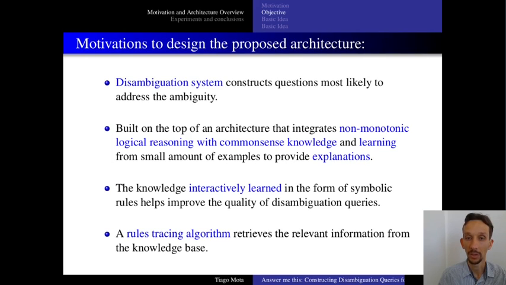So the knowledge interactively learned in the form of symbolic rules is used in our system to help improve the quality of disambiguation queries. And for the disambiguation system to work, we need to devise a rules trace algorithm to retrieve the relevant information from the knowledge base.